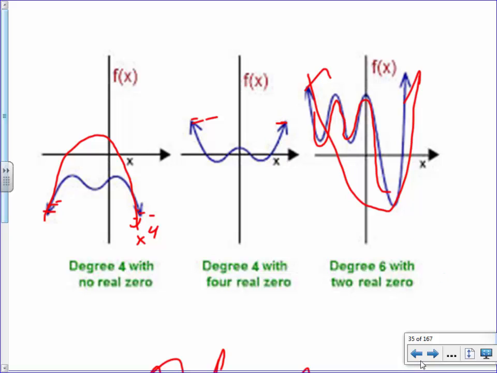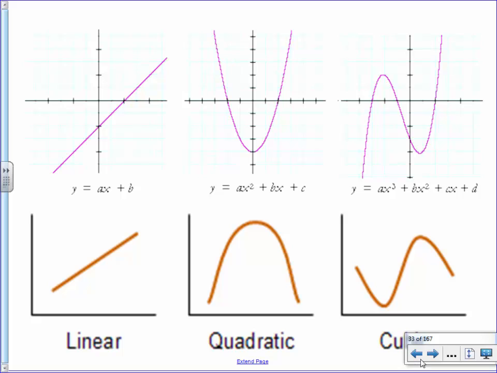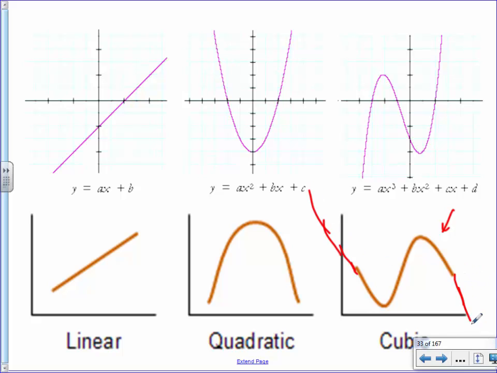Scroll back. I skipped a few slides here. Let's look at the ones I missed here. So, what's unique about this cubic right here that I drew? Why is it backwards?